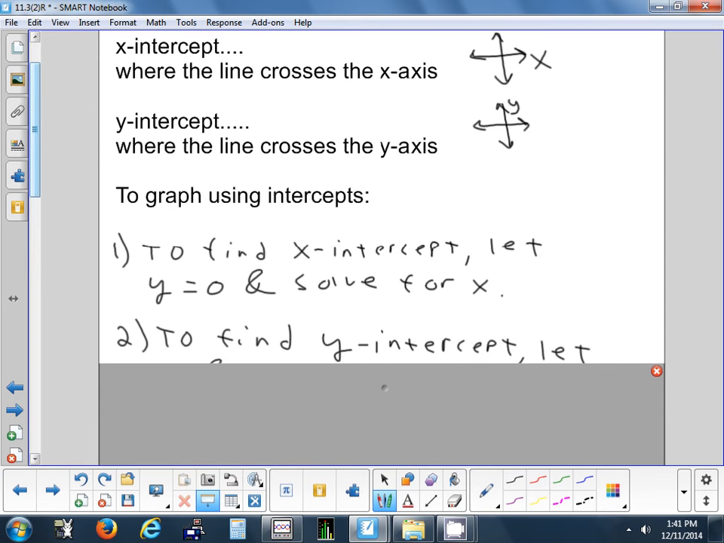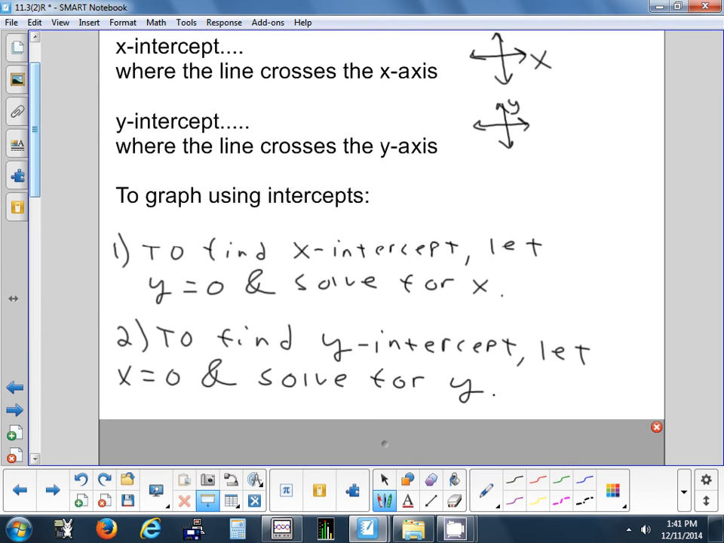How do you think we're going to find the y-intercept? It's very, very similar to how you find the x-intercept. Change the x to 0. Yep, let x equal 0, and then what? Then solve for y. So to find the y-intercept, you're going to plug 0 in for x and solve for y.